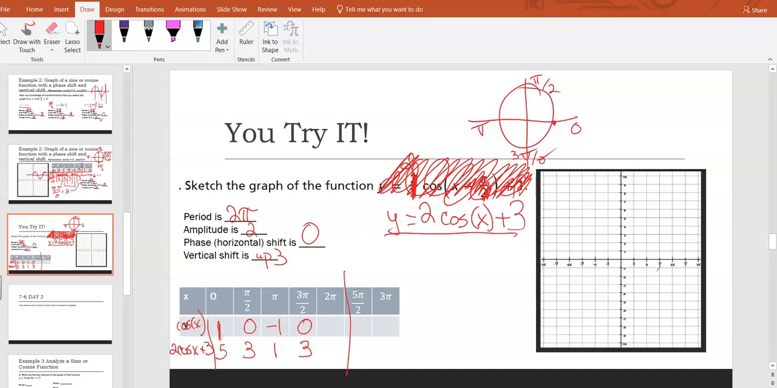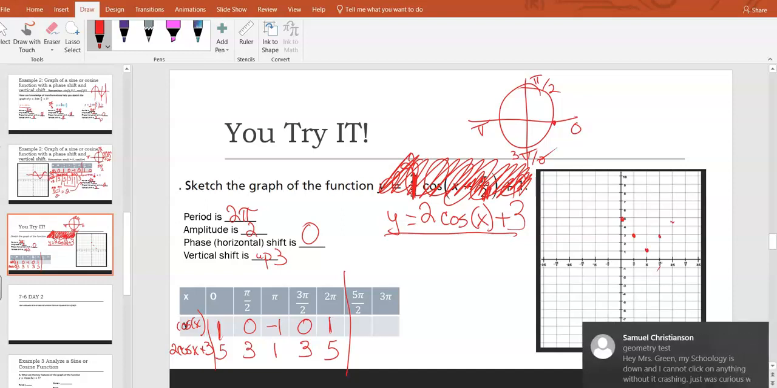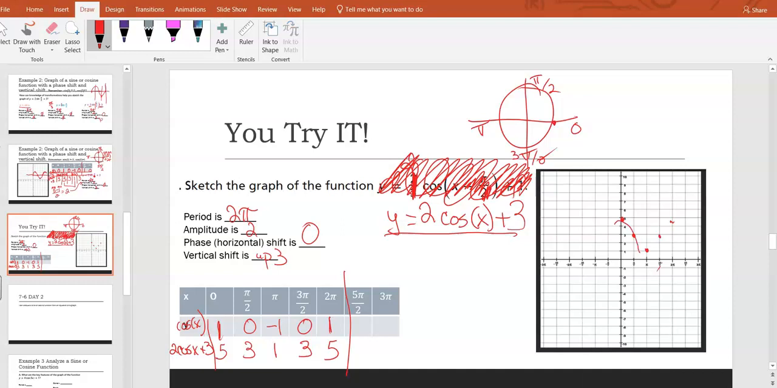Okay. 1, and you get the 5. So we've done everything the same except now we're doing the cosine function. So at 0, we have 5. At pi over 2, we have 3. At pi, we have 1. We go back to 3. Go back. So it's kind of doing one of these things.